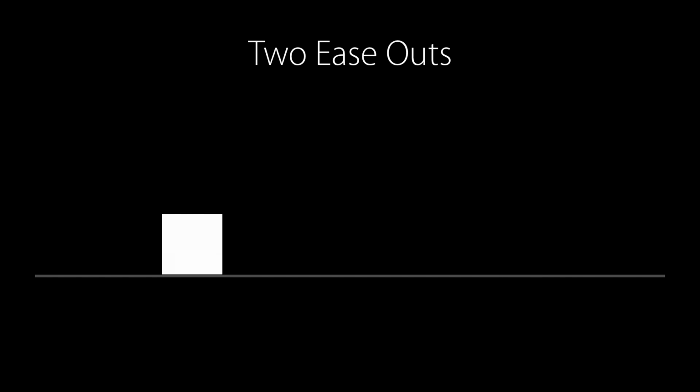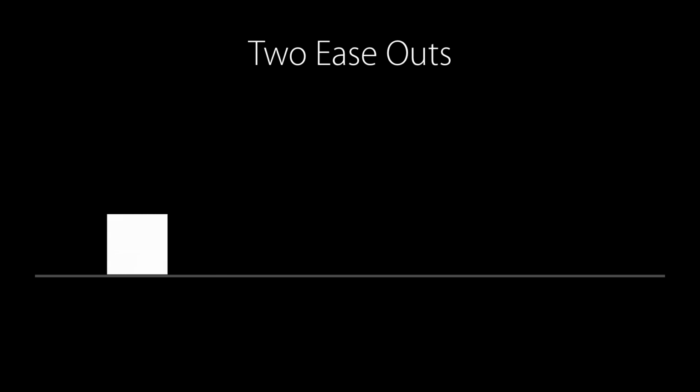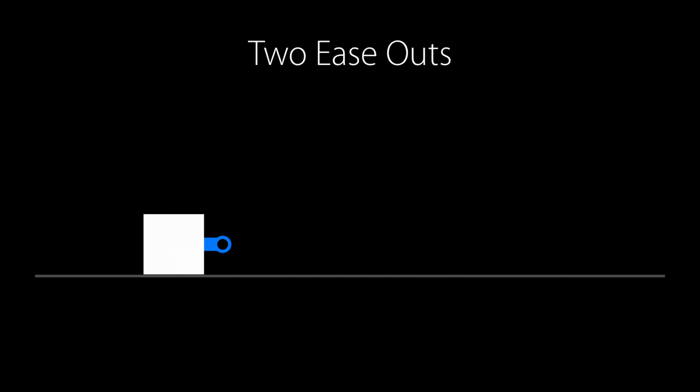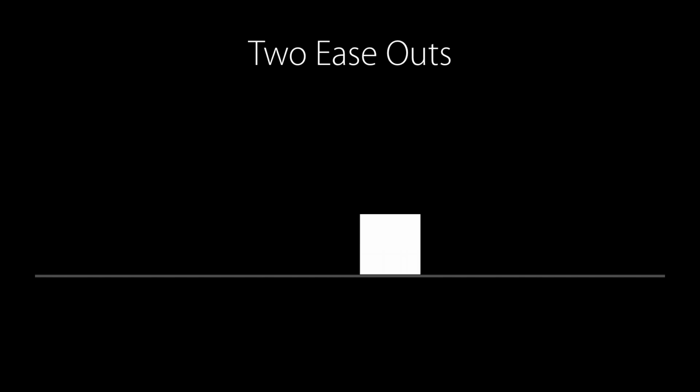And things start to get more interesting when you begin to chain these animations together. So here's 2 ease outs in a row. Pull back, go forward. Right? So we understand why things are moving in the way that they're moving, even if we can't see the forces that are acting upon them.